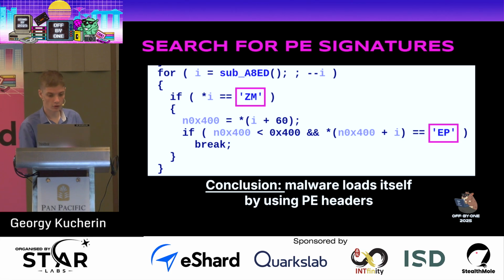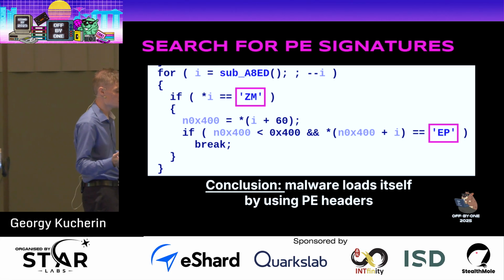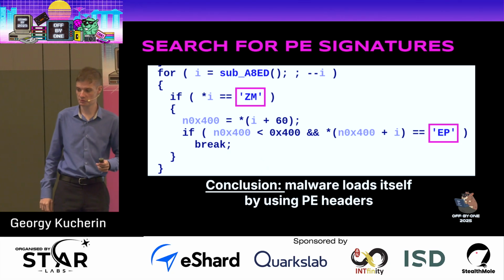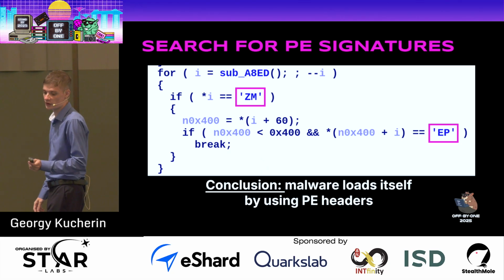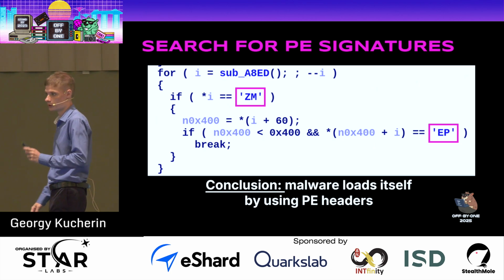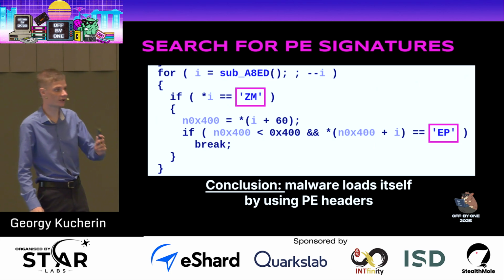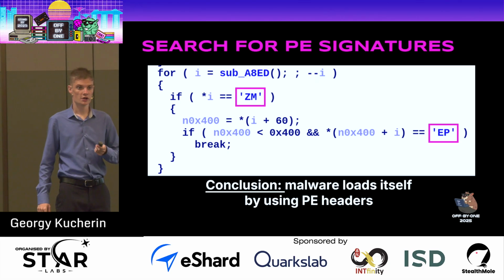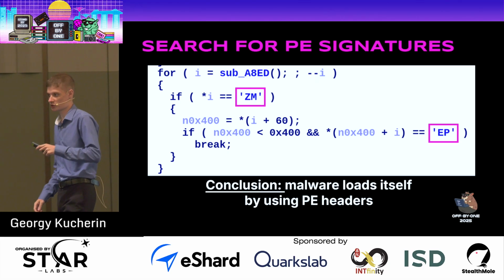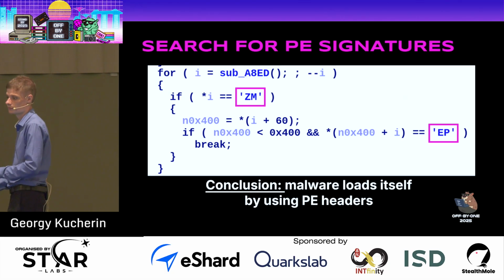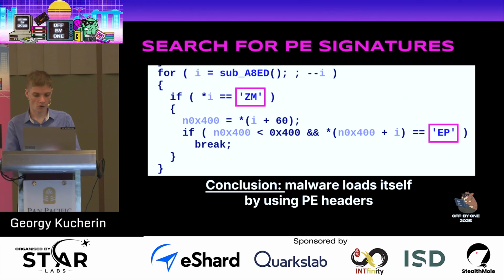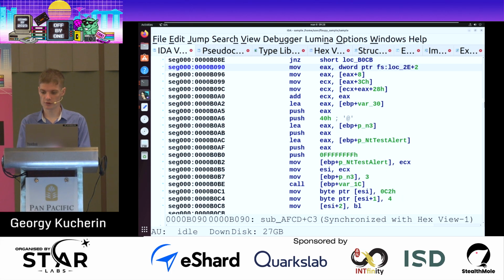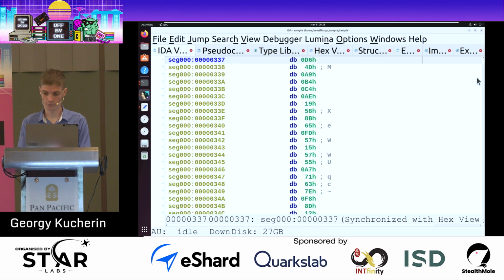So, based on what we saw, the MZ and PE signatures identify PE file headers. And thus, by looking at this code, we can infer that the malware is supposed to load itself by using the headers inside it. This is especially the case because we previously saw some memory operation functions like NT-protect virtual memory being used. Now, we already saw the MZ signature. It was right at the beginning of our file.